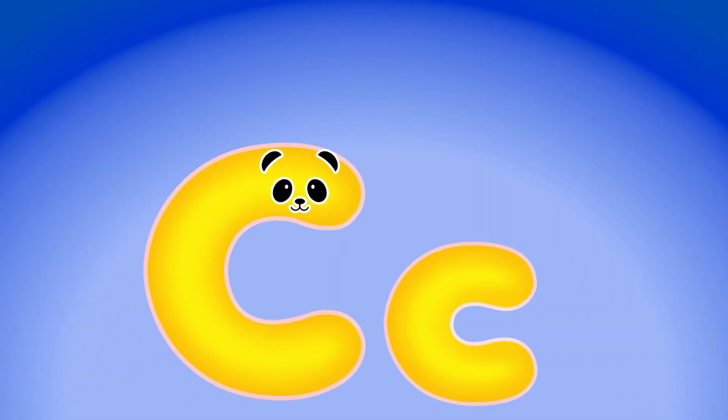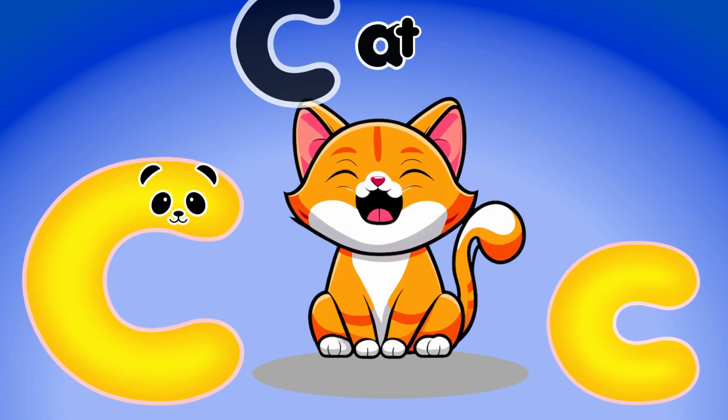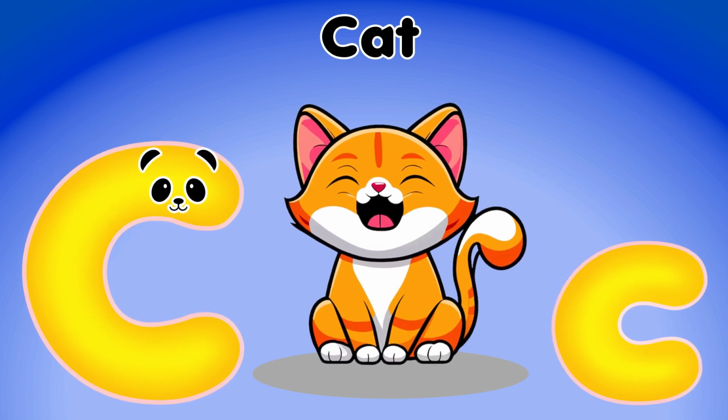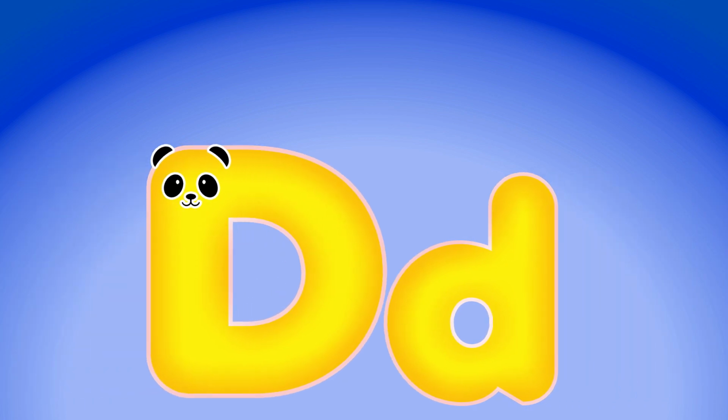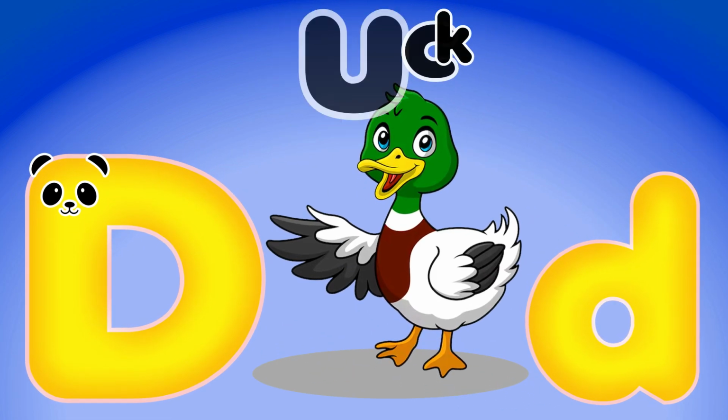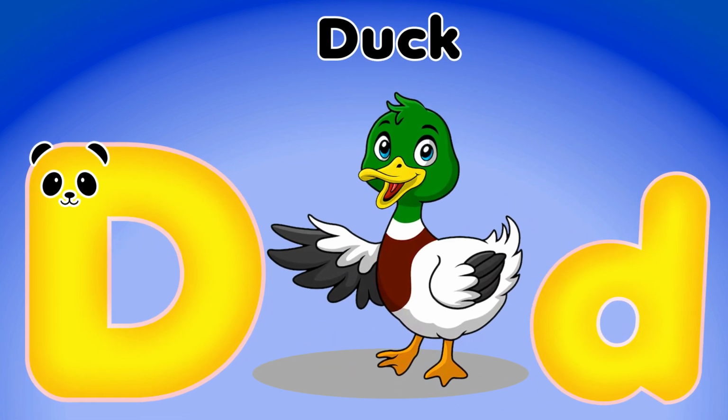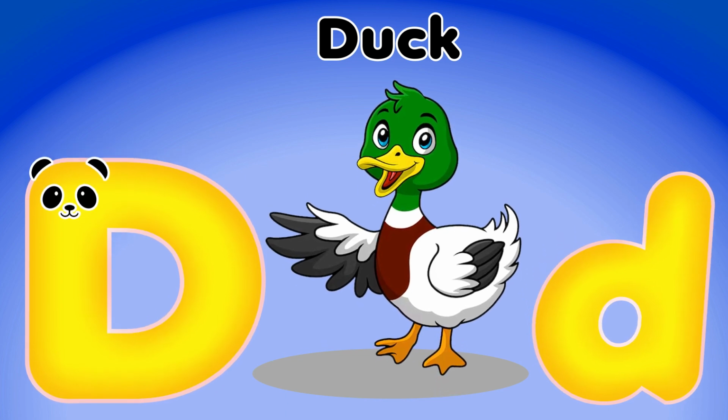C is for cat, C, C, cat, C, C, cat, C, cat. D is for duck, D, D, duck, D, D, duck, D, duck.